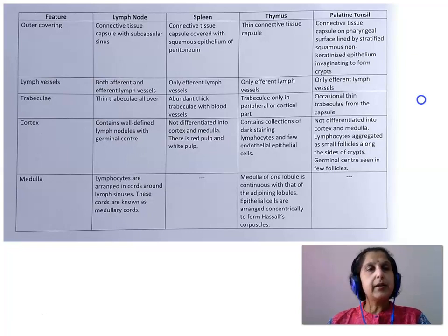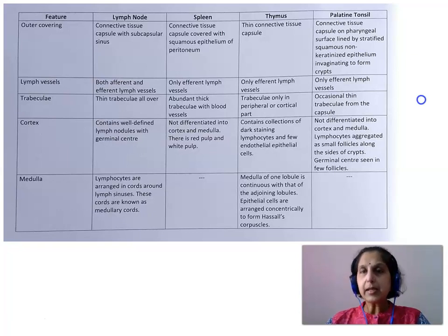In regard to the cortex, in lymph node, the cortex contains well-defined lymph nodules with germinal center. Spleen is not differentiated into cortex and medulla. Here we see red pulp and white pulp. In thymus, the cortex of lobules contains collections of dark staining lymphocytes and few endothelial epithelial cells.